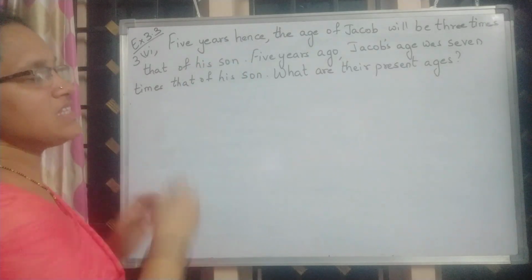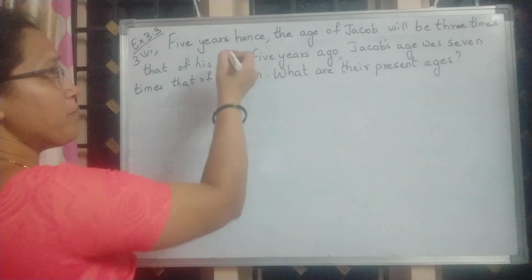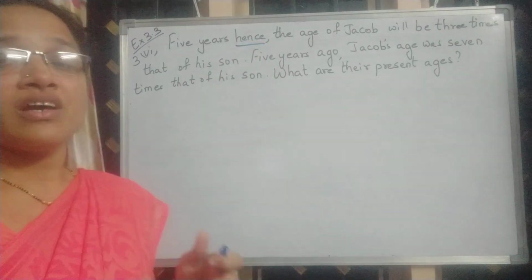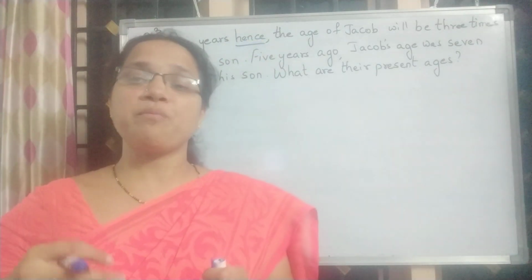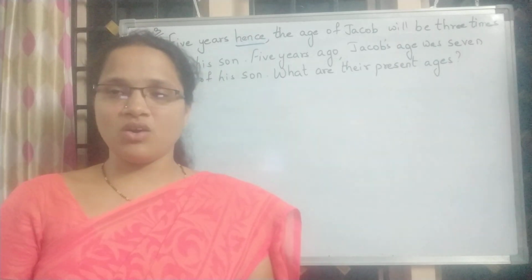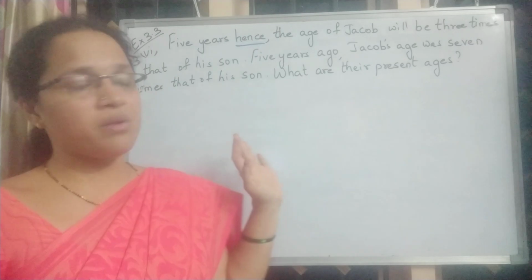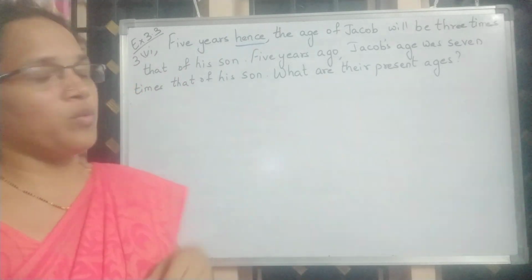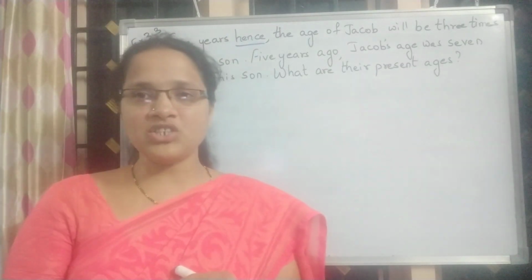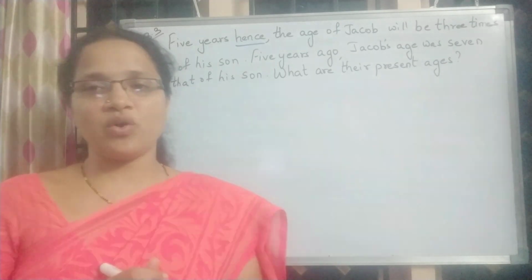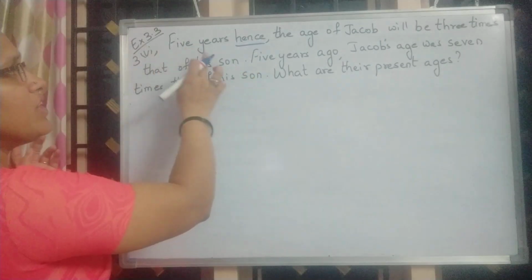5 years hence. So please underline that. That's a very important thing. Hence means 5 years from now, that means in the future. There are only two words used for age problems, that is hence and ago. Ago means past age. Hence means future age. That means 5 years hence.